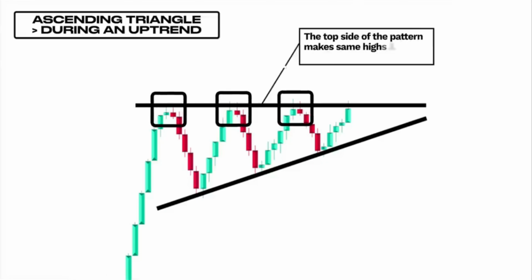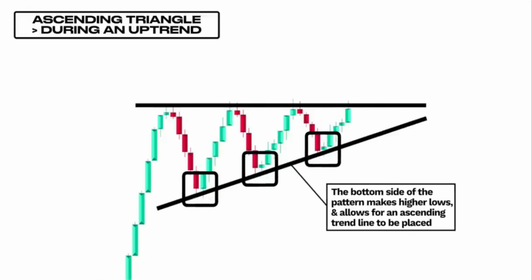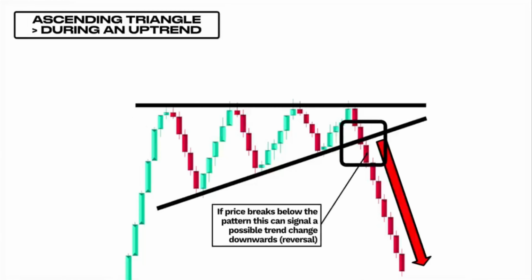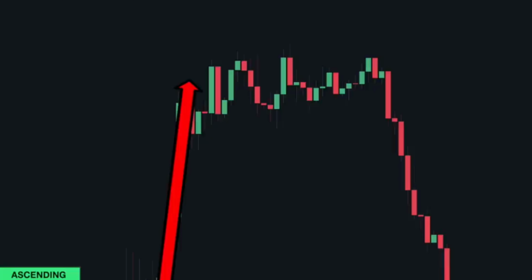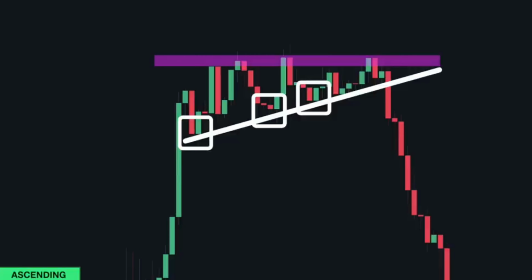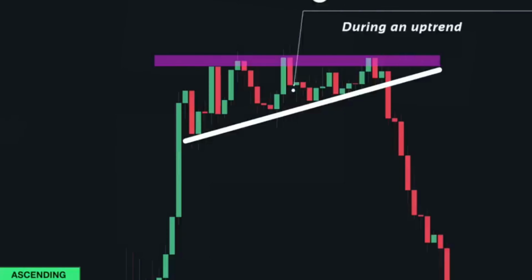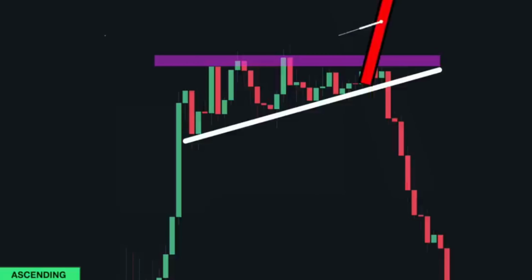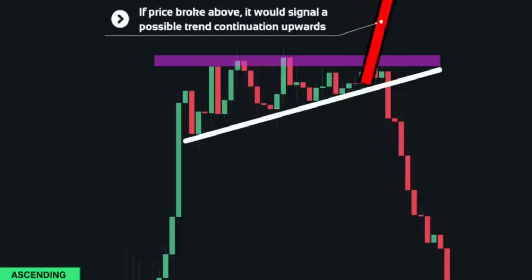6. Ascending triangle, bullish continuation. Price forms a flat resistance at the top, but higher lows each time. What it means: buyers are pushing harder. They're not letting the price fall as much. Entry: buy when price breaks above resistance. Stop loss: below the most recent higher low. Take profit: measure the height of the triangle and project it upward.